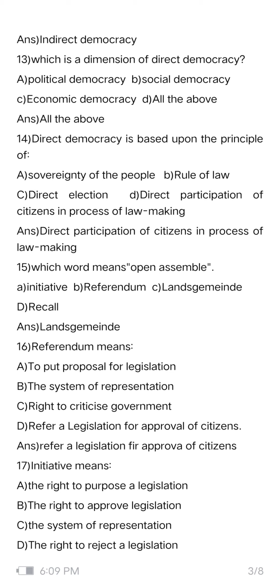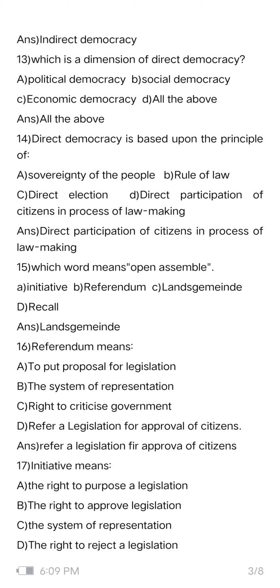Next question. Direct democracy is based upon the principle of A, sovereignty of people, B, rule of law, C, direct election, D, direct participation of citizen in process of lawmaking. Correct answer is direct participation of citizen in process of lawmaking.